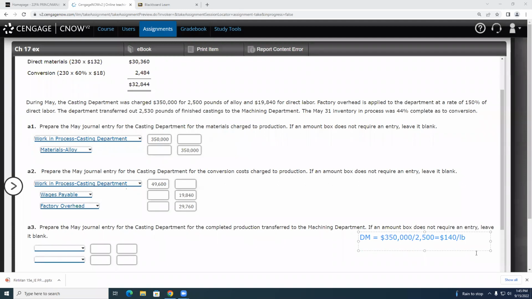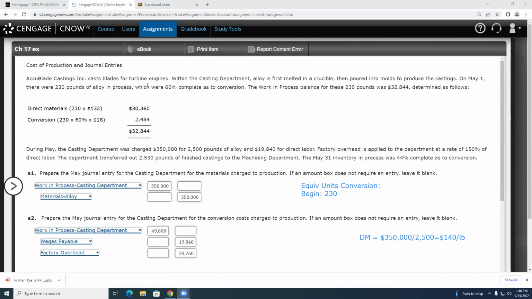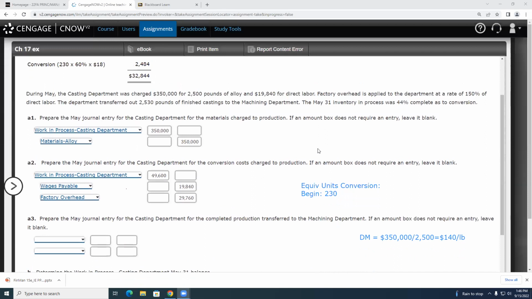And now for the direct labor and overhead combined, we're going to have to calculate the number of units. So we knew how many units of direct materials were added, but we don't yet know the equivalent units for conversion costs. So let's think about what needed to be done still. On the beginning inventory, we had 230 pounds. Now all the direct materials were already in, and they were 60% complete already. So how much more did we have to do on those? If they were already 60% complete, we needed to do 40% of the work.